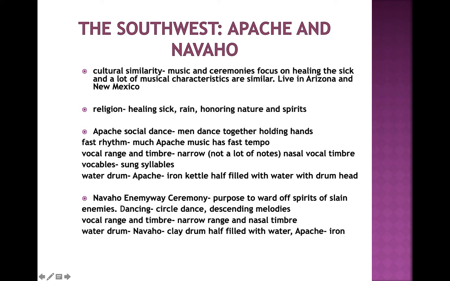Two examples of Apache and Navajo dance are the Apache social dance, where men dance together holding hands in a line, and the rhythm is fast. Vocal range is narrow and the vocal timbre is nasal. You'll find a lot of syllables sung, vocables, and both the Apache and the Navajo use a water drum. The Apache water drum is an iron kettle half filled with water, and water splashes against the drum head and creates a unique sound, as well as changing the pitch of the drum at times.